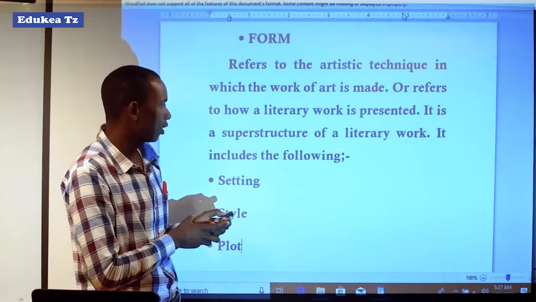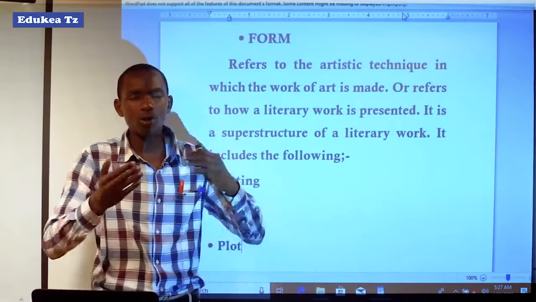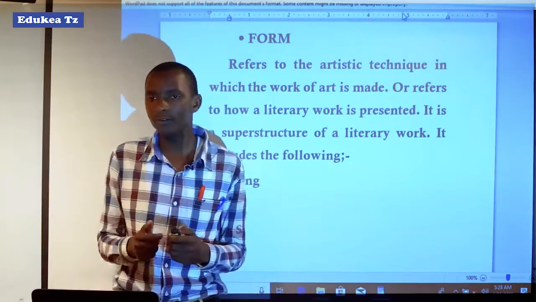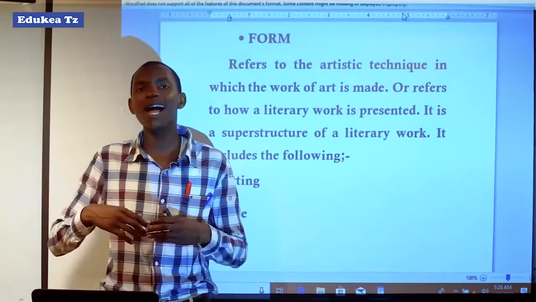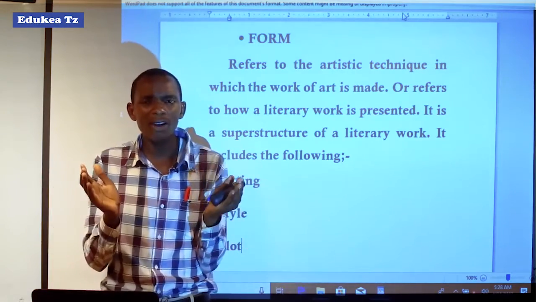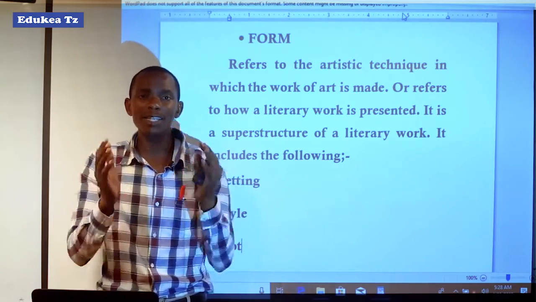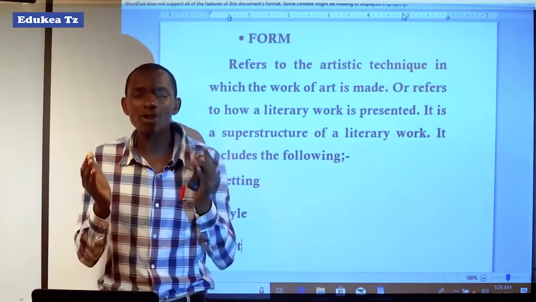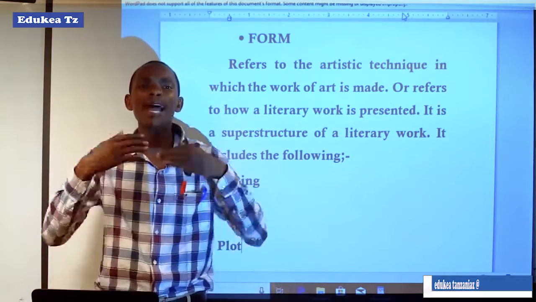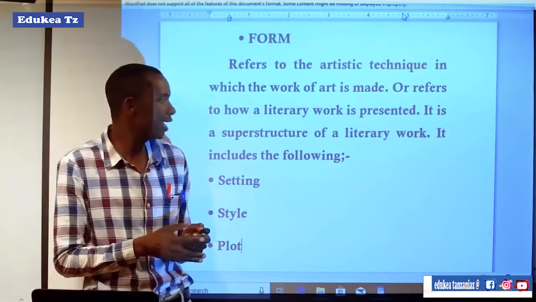It includes the following. The superstructure of a literary work simply means how a literary work appears, how it is organized, arranged, or prepared. I can give you an example when you speak about a house. A house is something which has several characteristics. If we are to start, we want to know how a house has been built. Even in literature, when you speak about form, we are concentrating on how a literary work has been formed, presented, prepared, and organized together so as to be a whole thing. So that is the form which we are talking about here.